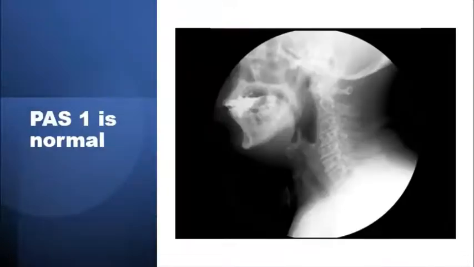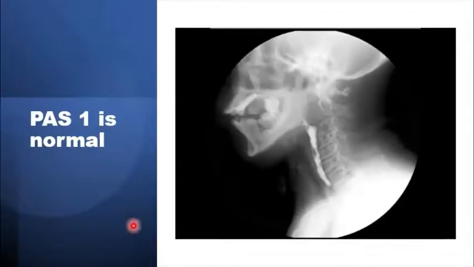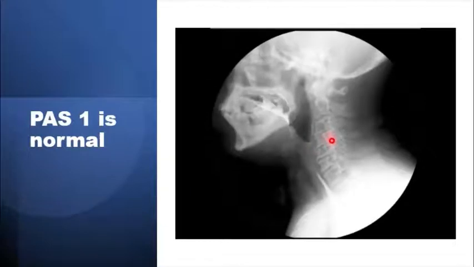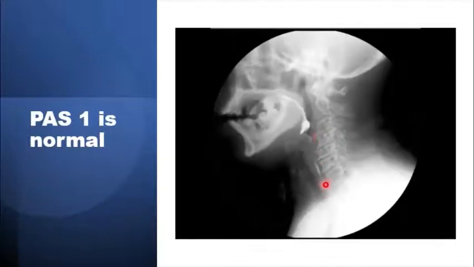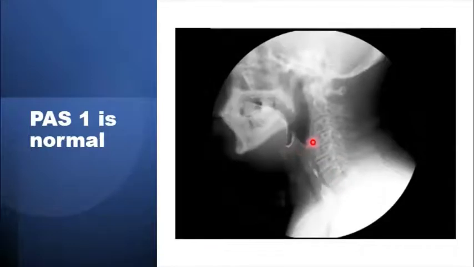And now we'll go through the 8 different levels of the penetration aspiration score, starting from number 1. Pass number 1. The bolus is swallowed normally. All of it will go into the hypopharynx, and there is no penetration into the airway. So that's normal. That's number 1.